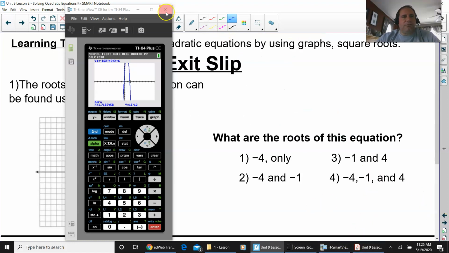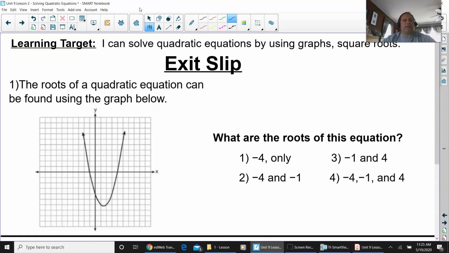Okay. So here we have an exit slip, and just take a second and do this. I'm not even going to pause the page. What are the roots of this equation? Alright, so go ahead, put a point there, and put a point here. It's not negative 4 only, it's actually not even negative 4. Gone. Right, this is negative 1. So negative 1 is part of your answer, and this is positive 4. So 3 is your answer.